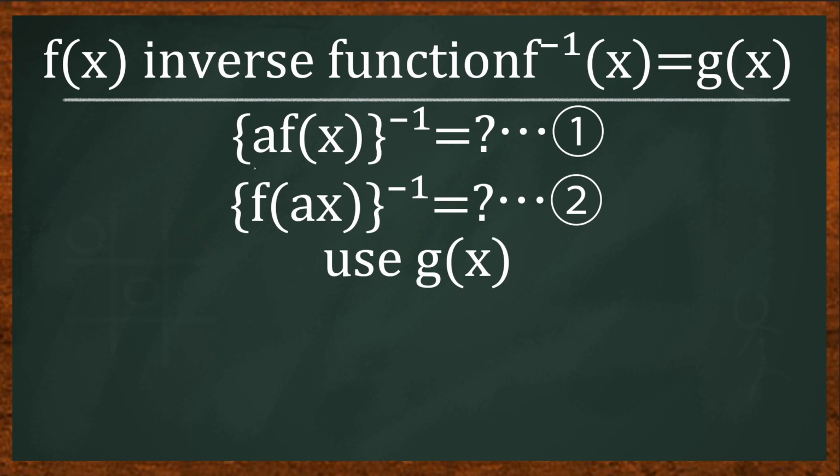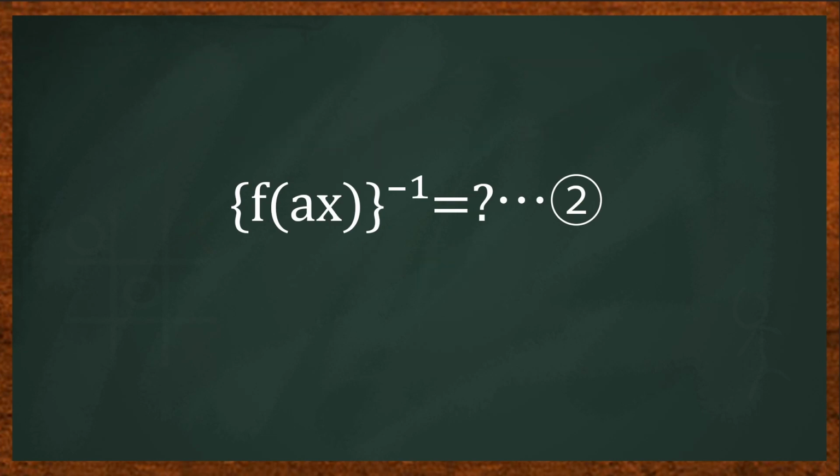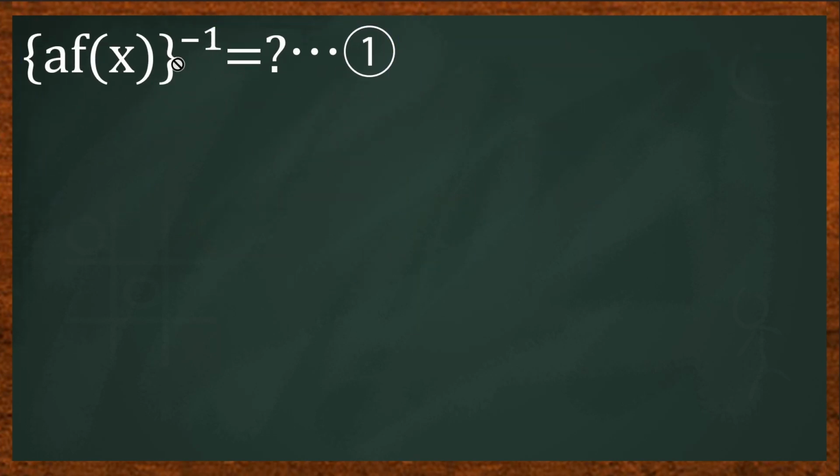When the inverse function of f(x) is g(x), we have to find the inverse function of each function. So let's try to solve the first one. Find the inverse function of a times f(x). The inverse function has a unique equation shown like this.